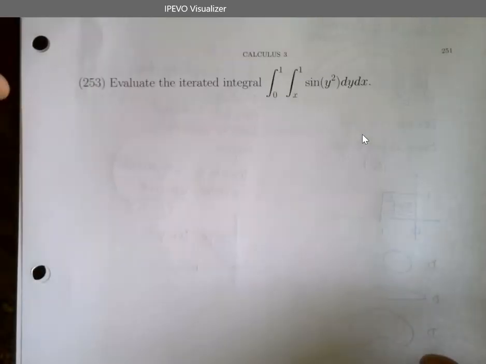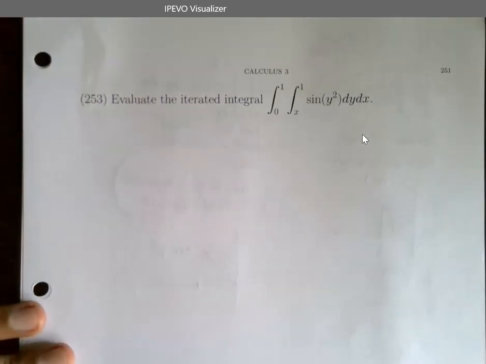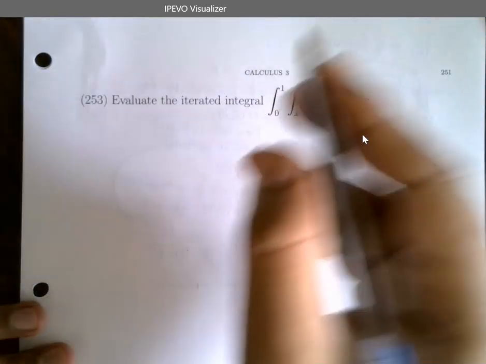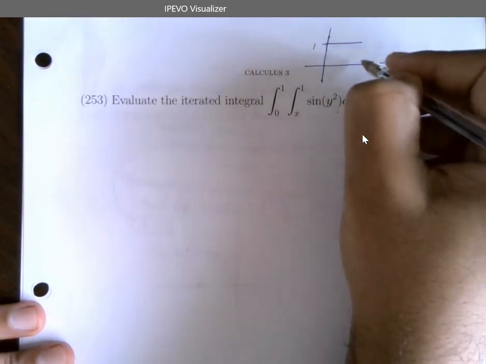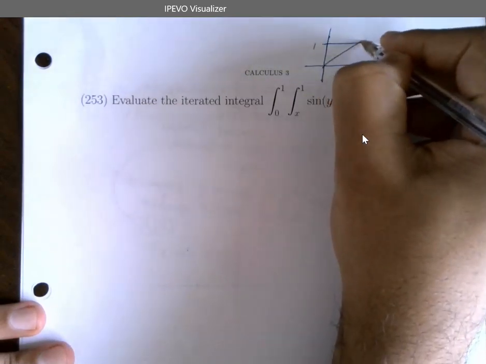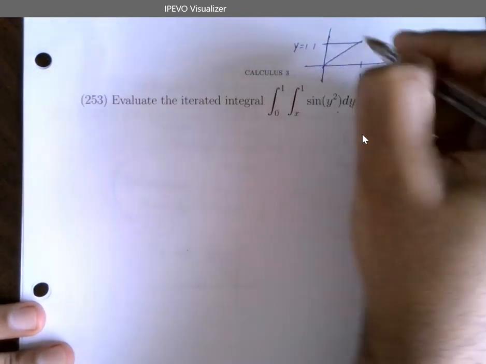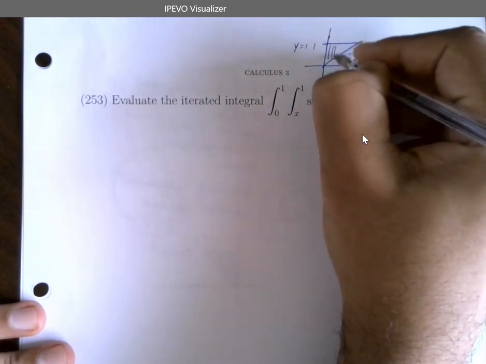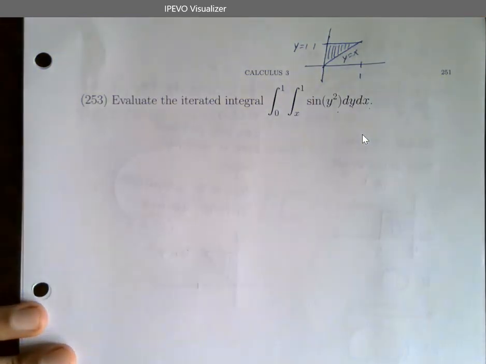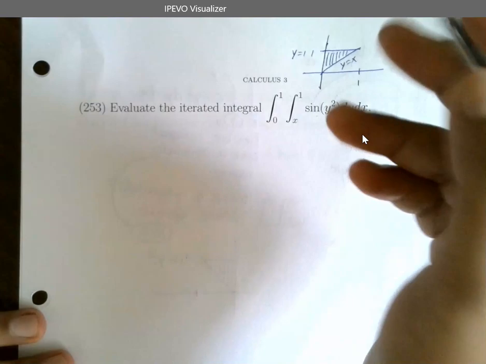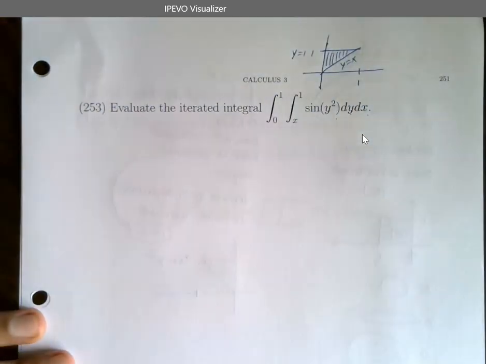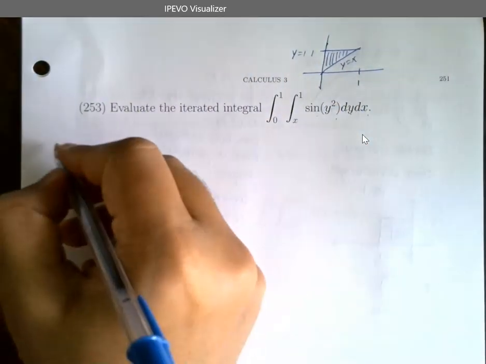Now let's start with the problem here. Evaluate the iterated integral from 0 to 1 and x to 1 of sine y squared dy dx. Now you understand why we are integrating over this region. This is y equals 1, and this is y equals x. So you are integrating sine y squared over this region. The sine y squared curve, I don't know how to graph it, but it is definitely an oscillating curve.